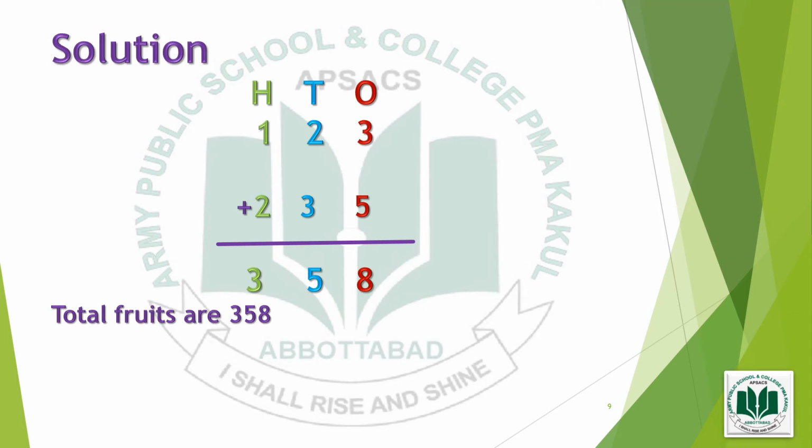Step 4 is write the statement. You will write the statement from the question. What is the demand of the question? In the question you have to find how many total fruits. So the statement will be total fruits are 358.